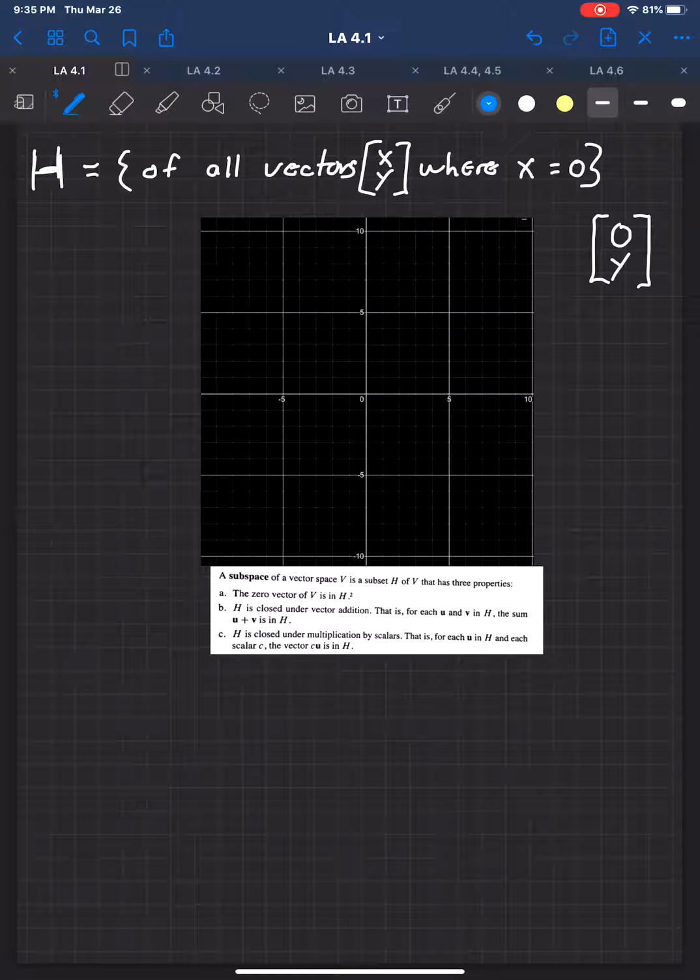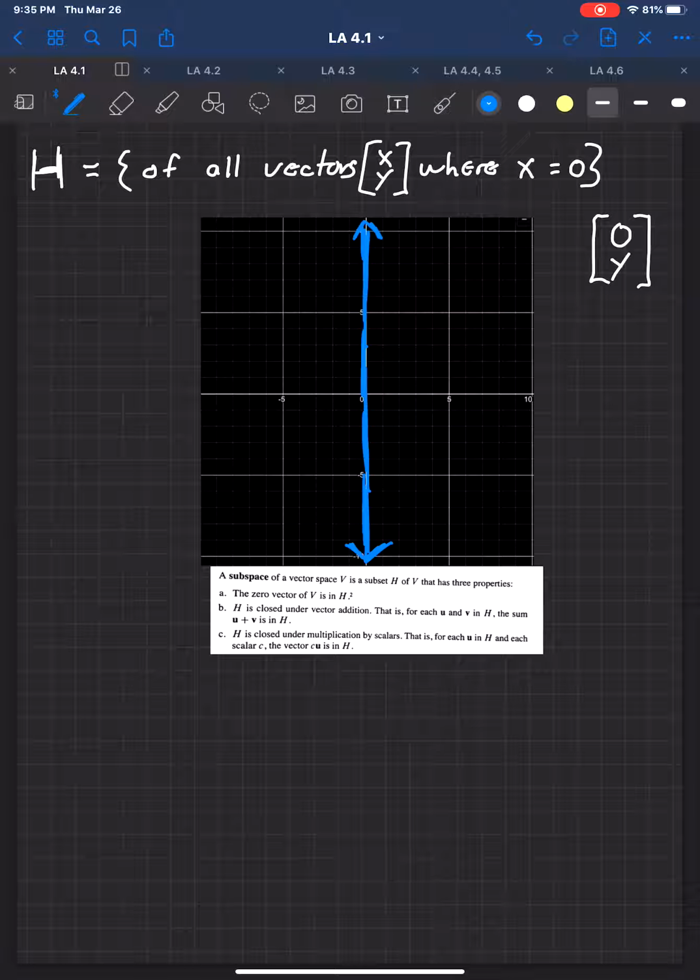Now I'm going to go ahead and draw what that subspace, or potential subspace, would look like. If x is always 0, but y can be any value you want, then you just have a vertical line, x equals 0 in your graph.